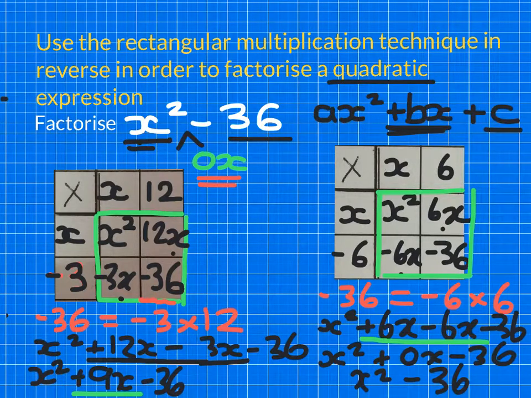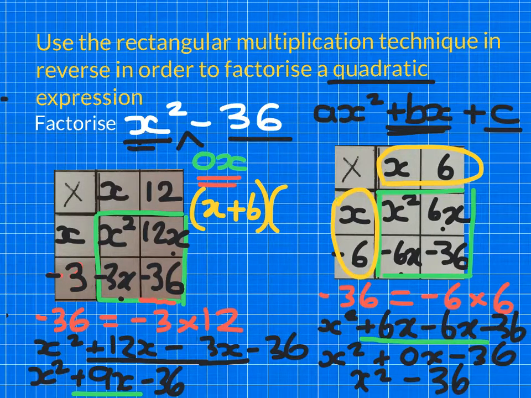Therefore, we can finally say that the two factors, the two lengths of the rectangle, are this, which is x plus 6, multiplied by this side of the rectangle, which is x minus 6. So that is the factorization of x squared minus 36. It makes two factors of x plus 6 and x minus 6. And this type of quadratic expression, where we have no middle term, is called the difference of two squares.